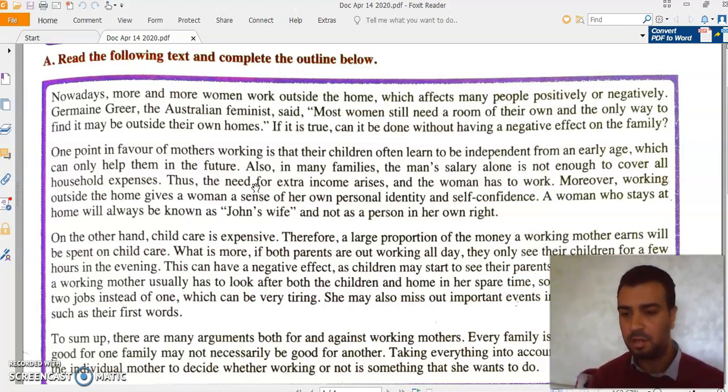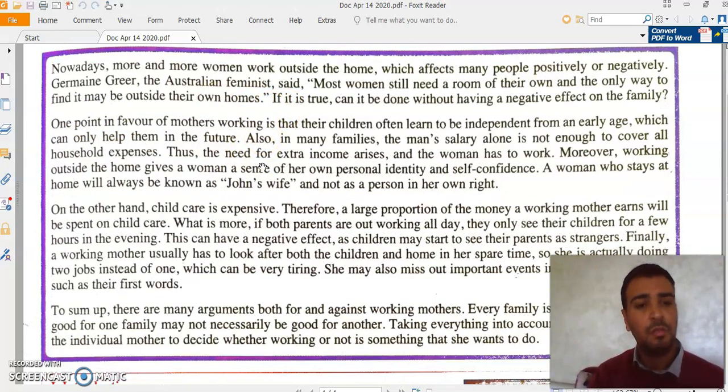So probably the text is about working women. So I don't need to read any other sentences. I'm going to move to paragraph 2. One point in favor of mothers working is that their children often learn to be independent from an early age, which can only help them in the future. So probably this is about the advantages, the positive impact working women have on their families. Next paragraph.